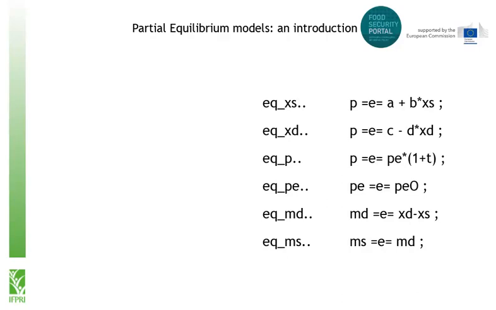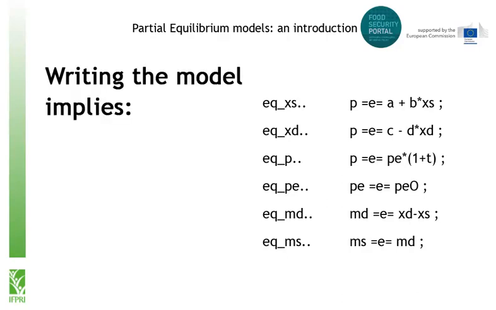Fourth equation: we have the small country assumption, which means that the world price remains at a constant level PE0. Fifth equation: the definition of the demand for imports, which is the excess of local demand over local supply. And then the sixth equation, which is an equalization between supply of imports and demand for imports: MS is equal to MD.